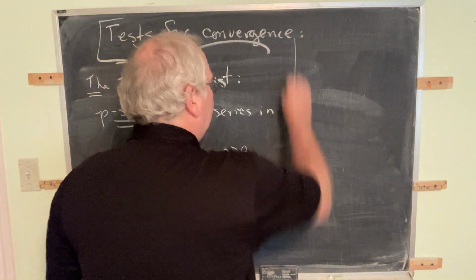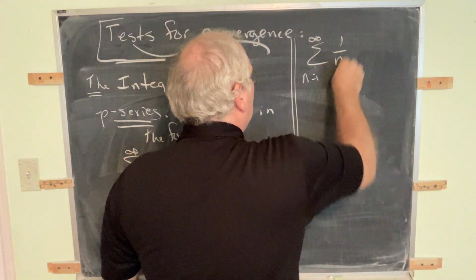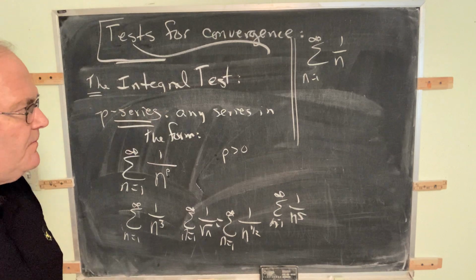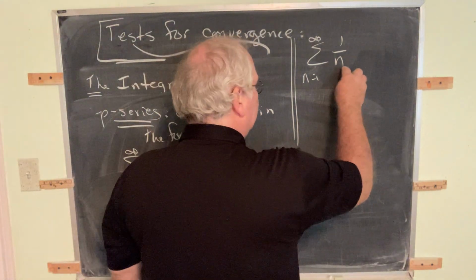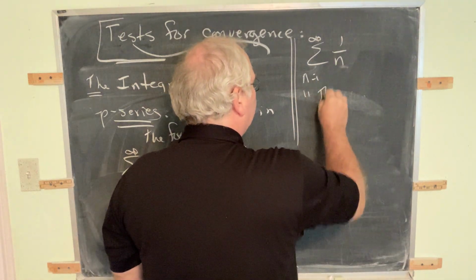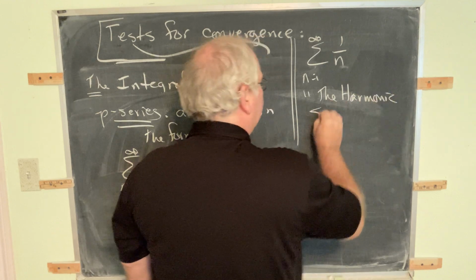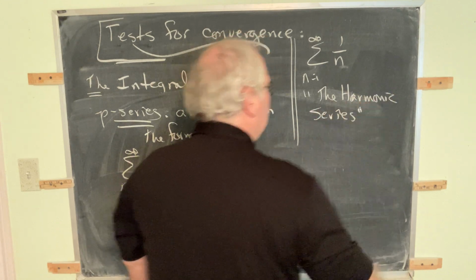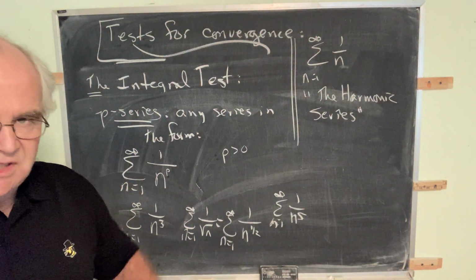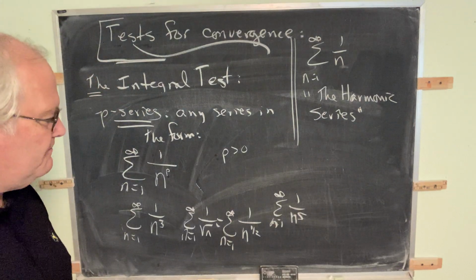And there's one in particular: 1 over n to the 1st. 1 over n to the 1st is a p-series, and this has a special name. This one has some special properties. This is called the Harmonic Series. It actually has application working with the harmonies in the musical scale. For our purposes, it's simply called the Harmonic Series, 1 over n.